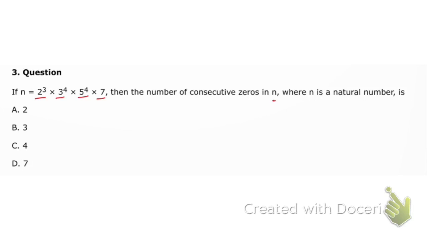Now what do you mean by consecutive zeros? Suppose you have a number, suppose 1600. So there are two consecutive zeros. That means we have to find, if we multiply these numbers, how many consecutive zeros will be there at the end. So how to find it? For a number to end with zeros, it must be divisible by 2 as well as 5. So check the factors 5 and 2.